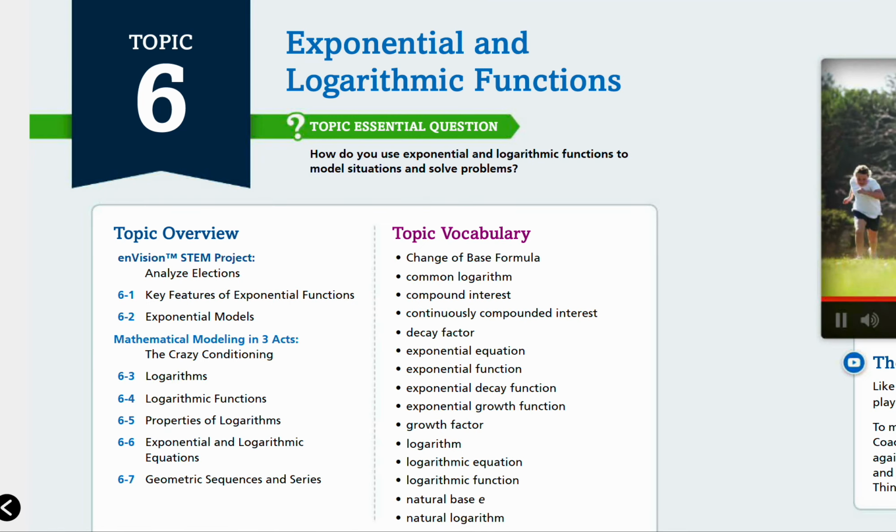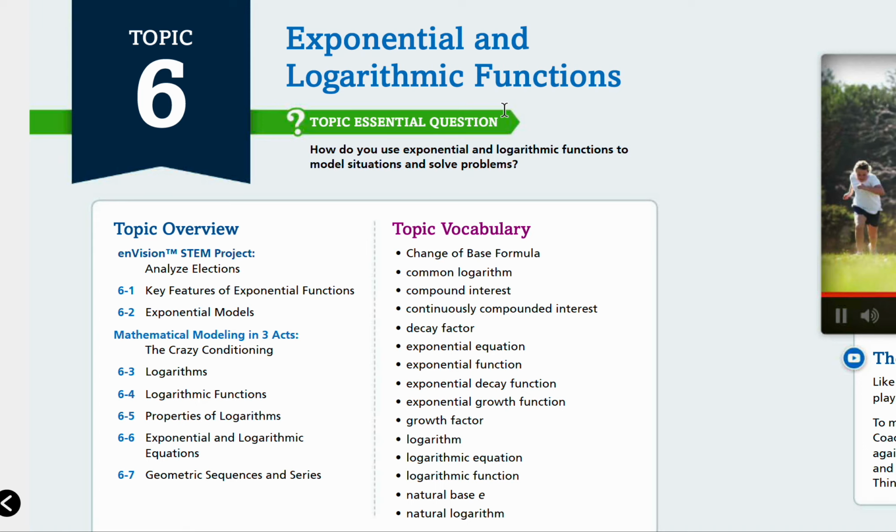Hi, welcome to Algebra 2, Topic 6, Exponential and Logarithmic Functions. In this topic, we'll think about this big essential question: how do you use exponential and logarithmic functions to model situations and solve problems?